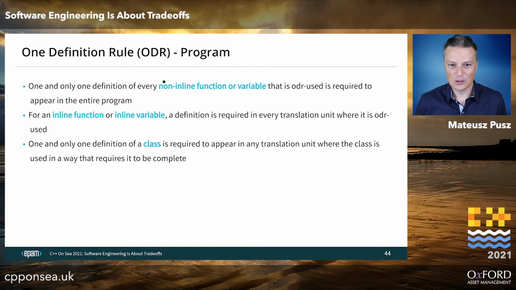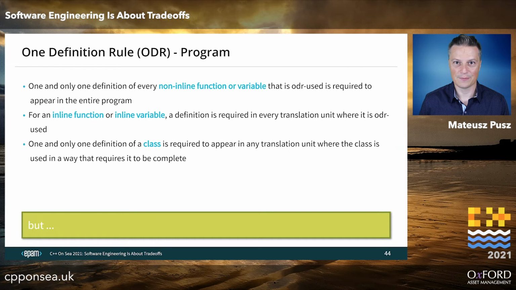and there one and only one definition of every non-inline function or variable can appear in an entire program. If it's an inline function or variable, it has to be provided in every translation unit that wants to use it, because otherwise you will not be able to inline it. And in the case of a class, it's also required to appear in every translation unit that wants to use it. It seems simple, but as this is C++, of course we have some exceptions. So there is a but.